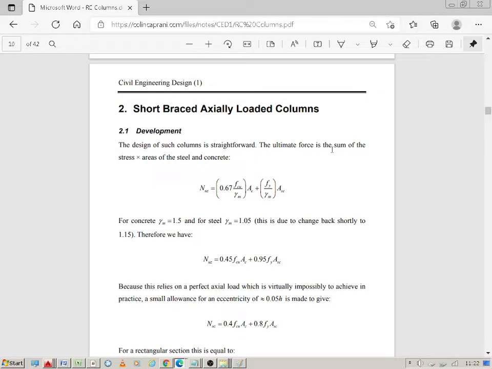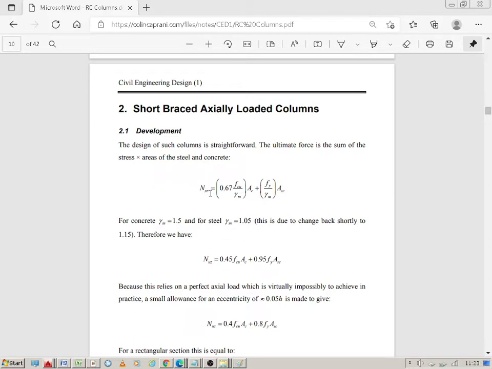The ultimate force is the sum of the stress times the areas of the steel and the concrete. Basically, in this type, as I've done another video on this as well, the concrete and the steel fail in compression without buckling, so crushing of the concrete and yielding of the steel without Euler buckling.